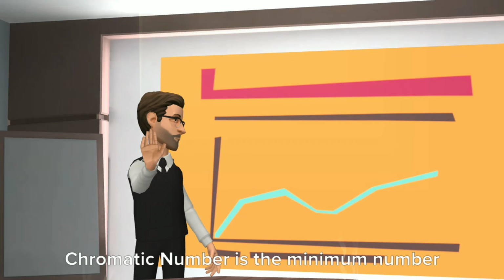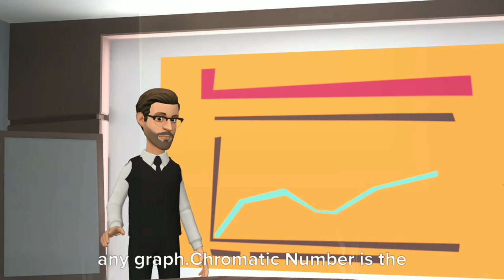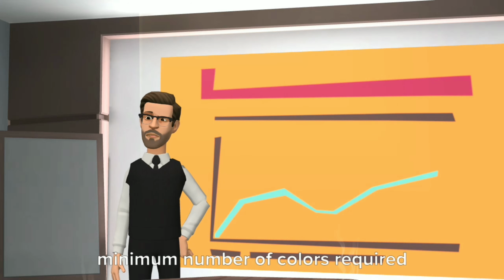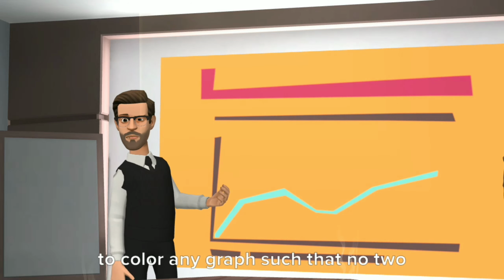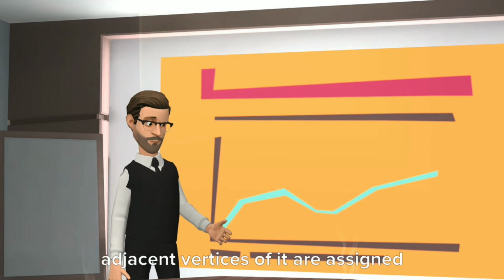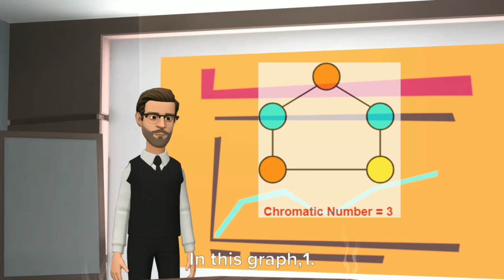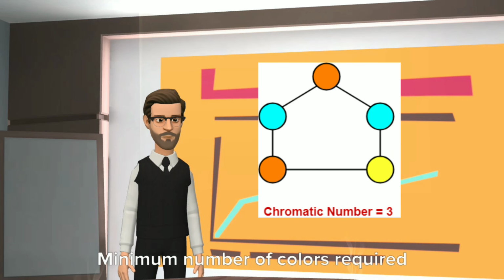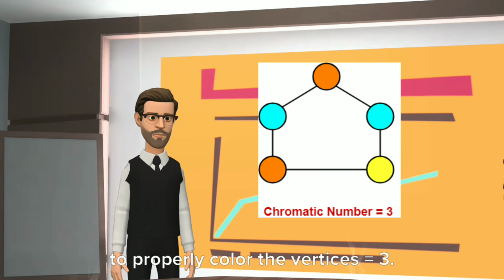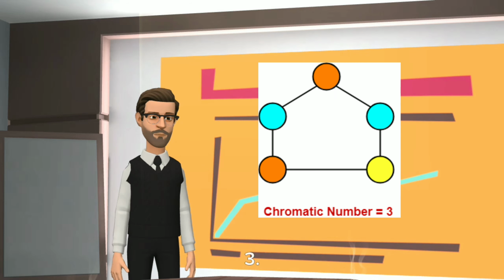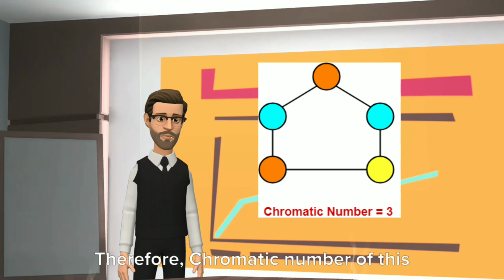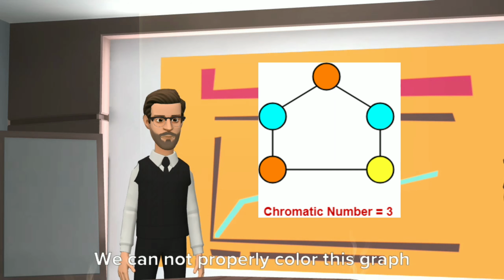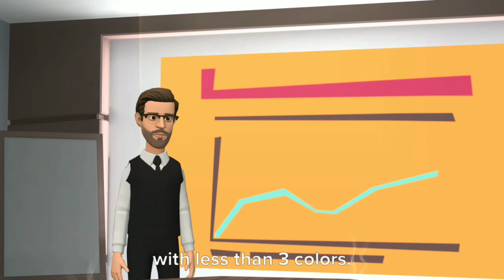Chromatic number is the minimum number of colors required to properly color any graph. Chromatic number is the minimum number of colors required to color any graph such that no two adjacent vertices of it are assigned the same color. In this graph, 1. No two adjacent vertices are colored with the same color. 2. Minimum number of colors required to properly color the vertices equals 3. 3. Therefore, chromatic number of this graph equals 3. 4. We cannot properly color this graph with less than 3 colors.